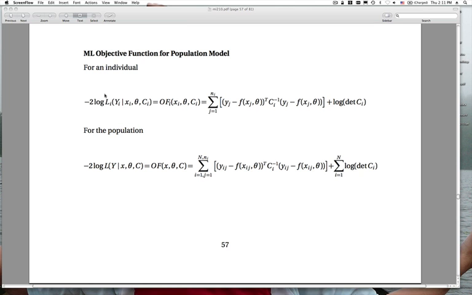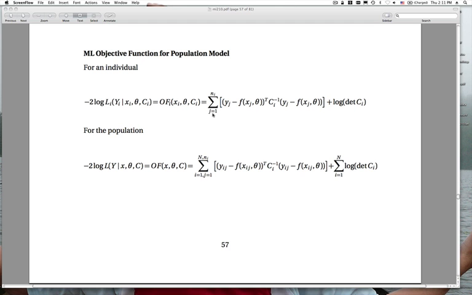So here's the objective function in a population case for an individual. We've got a -2 log likelihood of the data for an individual, y sub i, given the independent variables x sub i, the population mean parameters, theta, and the variance for that individual, C sub i. Now, C sub i is a matrix, and it describes all sources of variability, including inter-individual and residual variability.